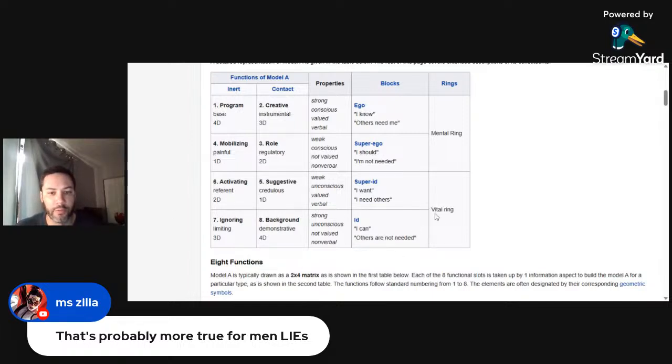When you move down to the vital ring, this stuff is more private. It's more within you, in your head. You're aware of it, but maybe other people are not so aware of this. They can't quite see it for themselves.